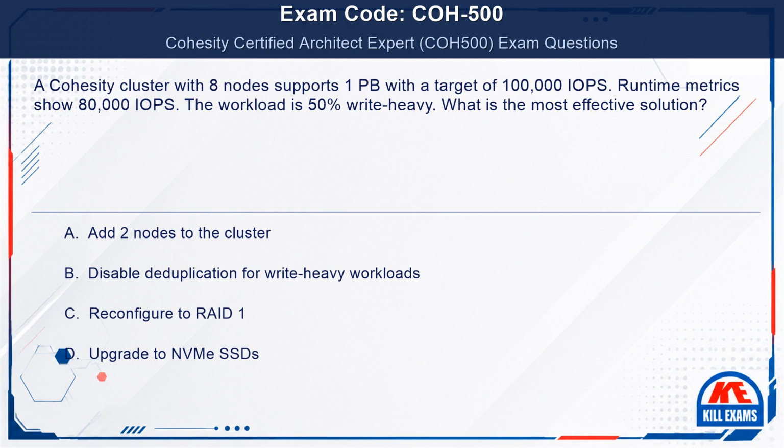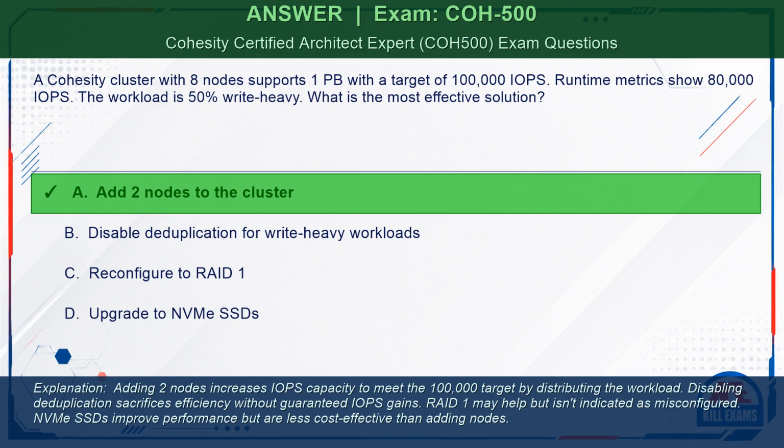Option A: add 2 nodes to the cluster. Option B: disable deduplication for write-heavy workloads. Option C: reconfigure to RAID 1. Option D: upgrade to SSDs. The correct answer is option A.